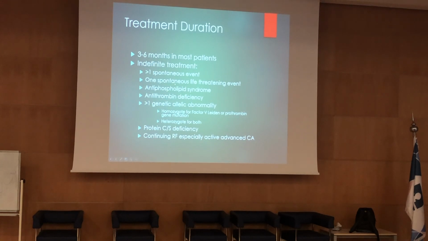One episode of a spontaneous life-threatening event, like massive pulmonary embolism, where the patient comes with deoxygenation, shock and hypotension, and antiphospholipid syndrome: those patients you have to deal with very carefully. Connective tissue disorder and malignancy in particular. Genetic disorders, such as protein C and S deficiency, also need definite treatment, and advanced cancer. If the patient has cancer, they need anticoagulation for life.